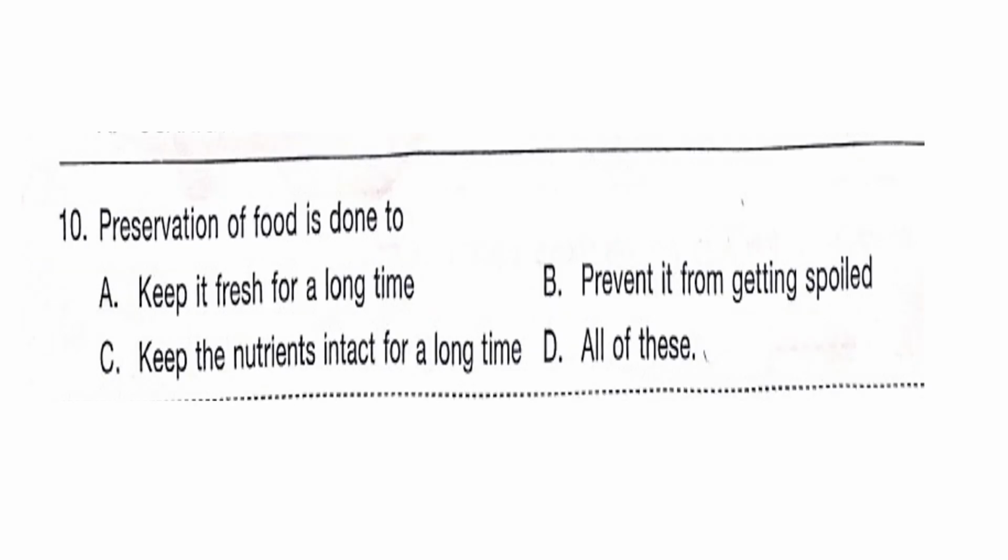Question number 10. Preservation of food is done to option A, keep it fresh for a long time. Option B, prevent it from getting spoiled. Option C, keep the nutrients intact for a long time. Option D, all of these. The correct answer is option D, all of these.